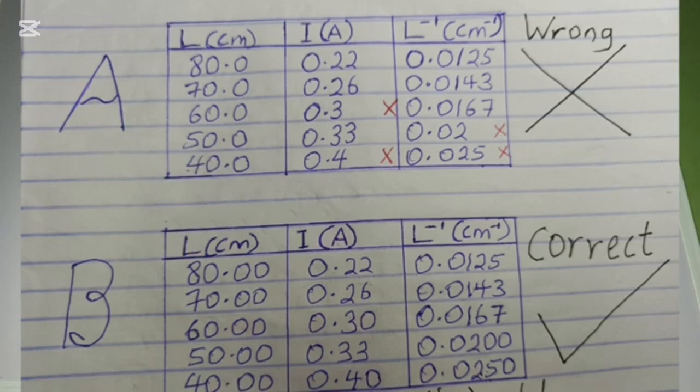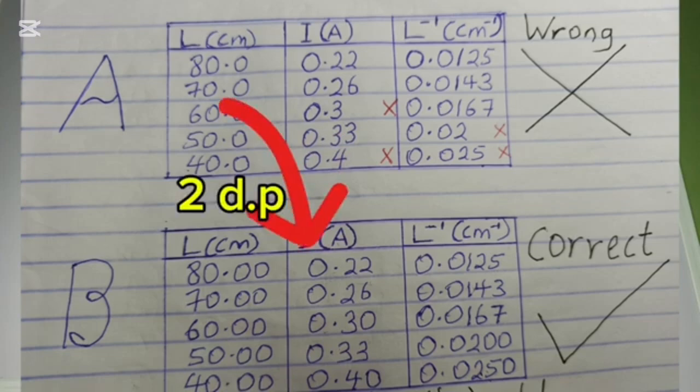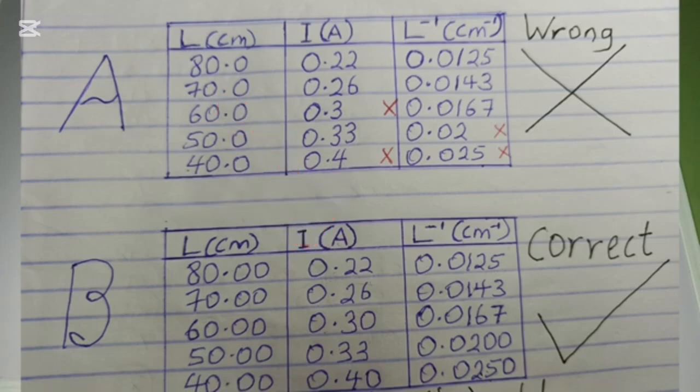So let's go to the second column now. We see the current in ampere. Looking at it, you will see that we have 0.22, 0.26, 0.3, 0.33, and 0.4. Look at that 0.3 and 0.4. You see that they are in 1 decimal place and the others are in 2 decimal places. This is very wrong. They must all be in the same decimal places. Most of the time 2 decimal places, if they are the readings you took by yourself.